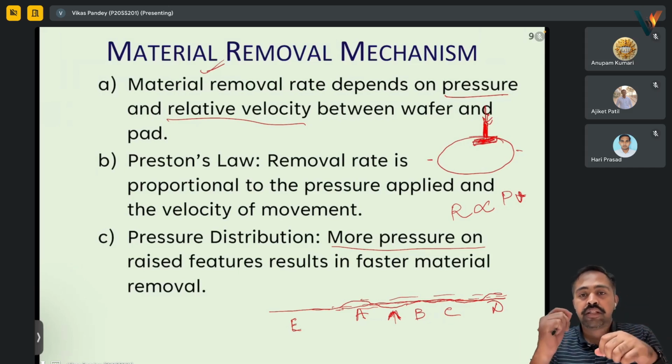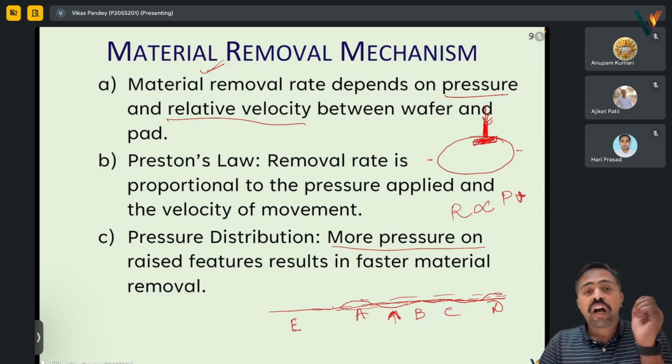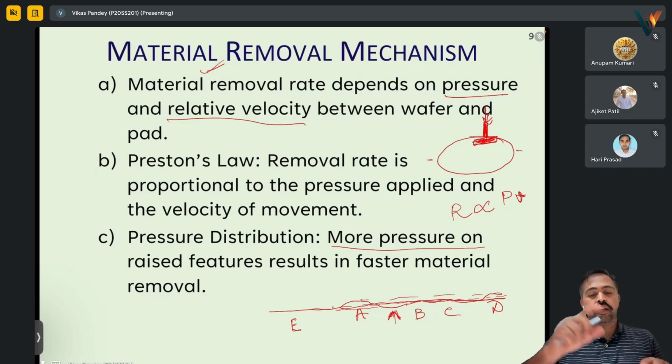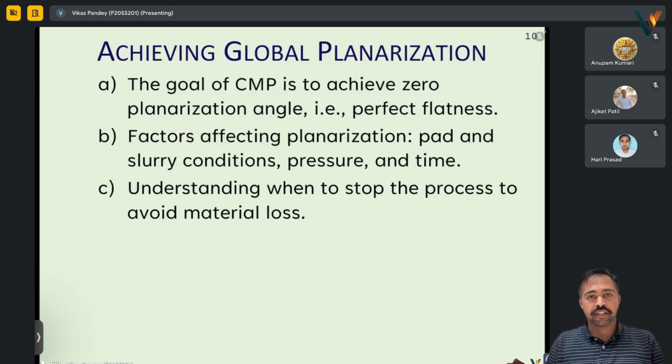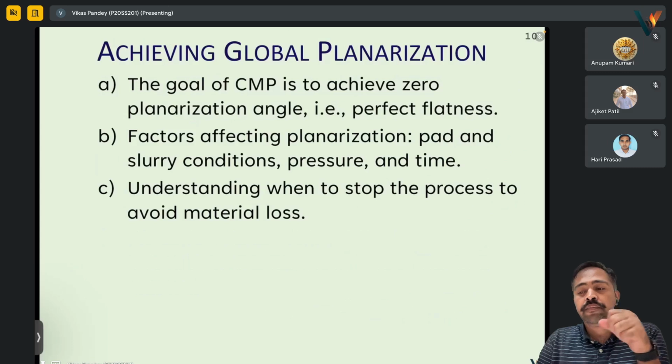So pressure distribution has to be decided to get the optimal material removal. How do we achieve this when we are having different materials? Once this local planarization has been done, then we go for global planarization. So how do we achieve it?